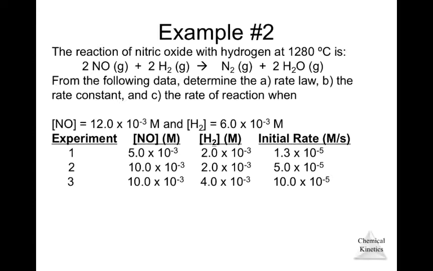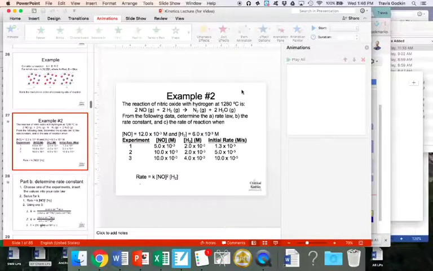So to begin with, we've got to write out our rate law using our variables. I'm going to pause and do that.